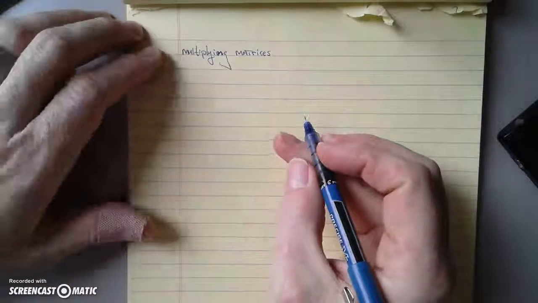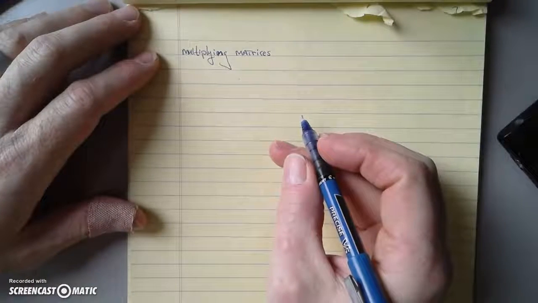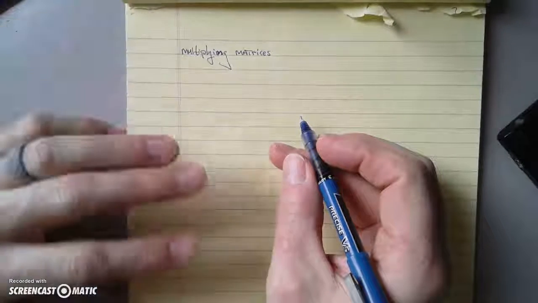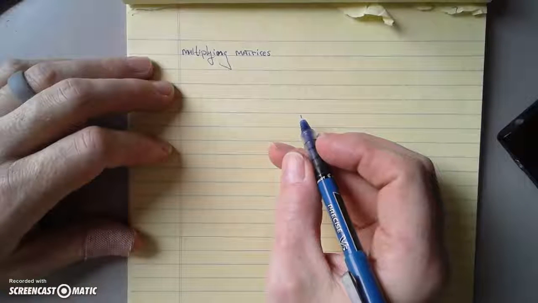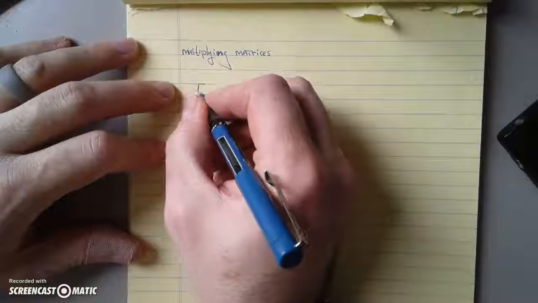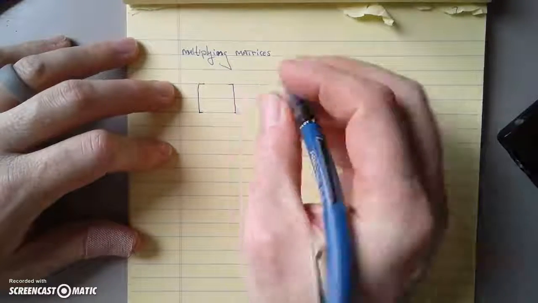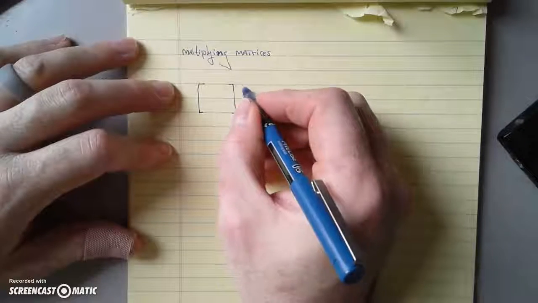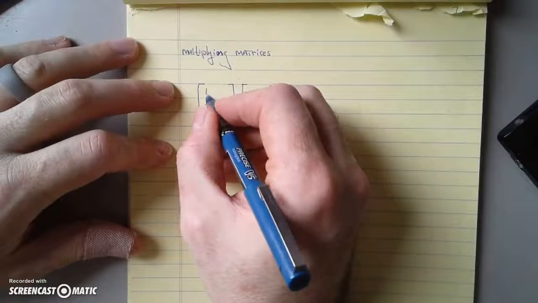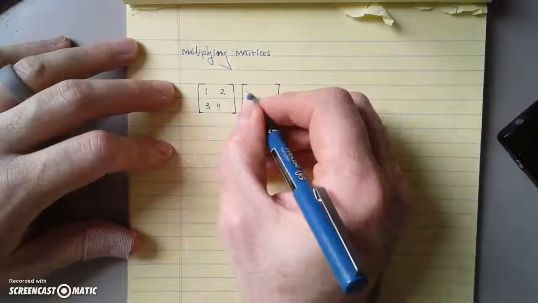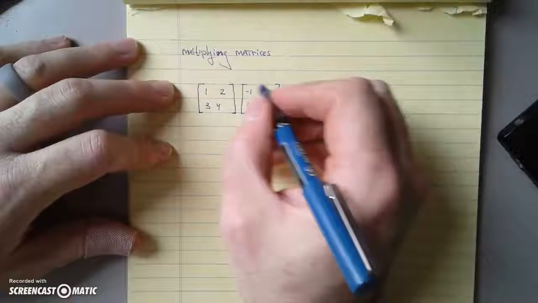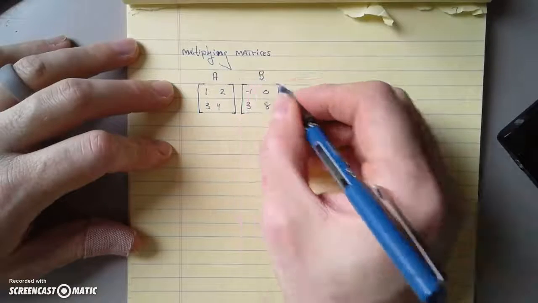Alright, multiplying matrices. Now, there are formulas, there are tricks for all of these things. I'm going to maybe show you those at the end, but I think the easiest way to think about multiplying matrices is a very visual way. Let's start off with two square matrices. Say 1, 2, 3, 4, -1, 0, 3, 8. And let's call these A and B.